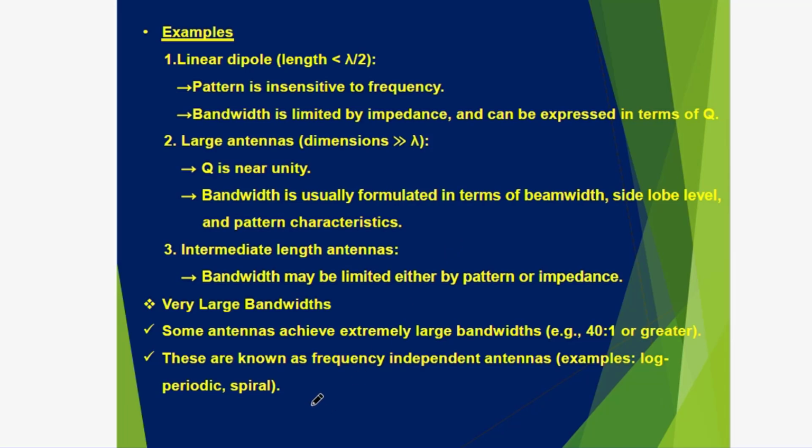Then coming to a special case, very large bandwidths. Some antennas achieve extremely large bandwidths, for example 40:1 or greater. 40:1 means the upper cutoff frequency is 40 times the lower cutoff frequency. Imagine how much bandwidth that is. These are known as frequency independent antennas. The antennas whose bandwidths are very large are said to be frequency independent antennas. Examples are log periodic and spiral.